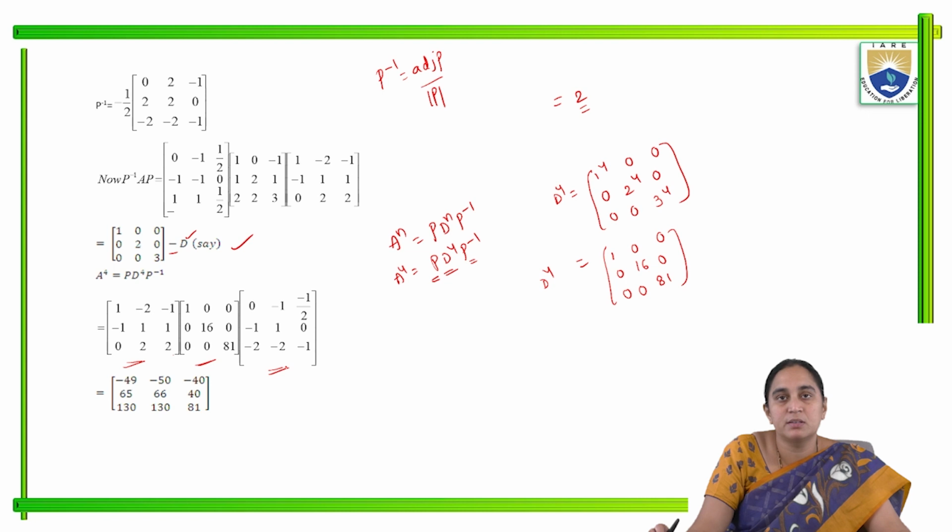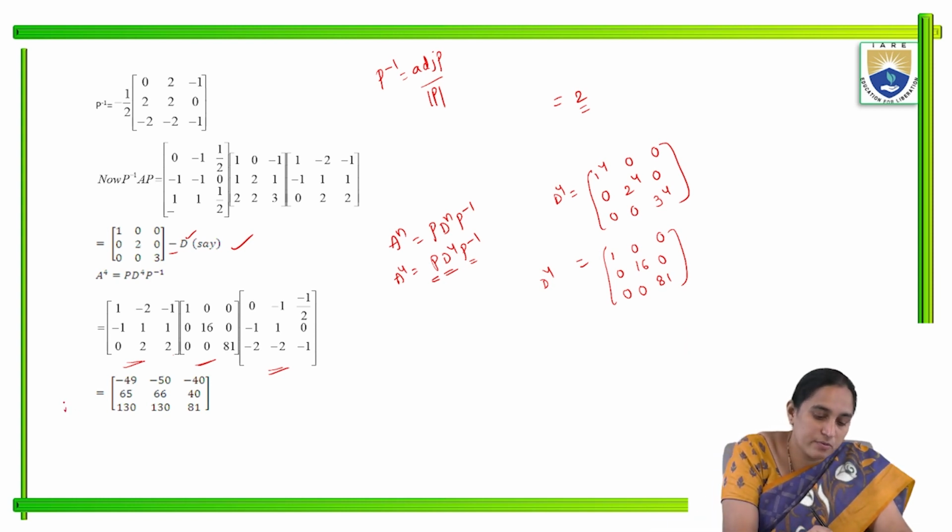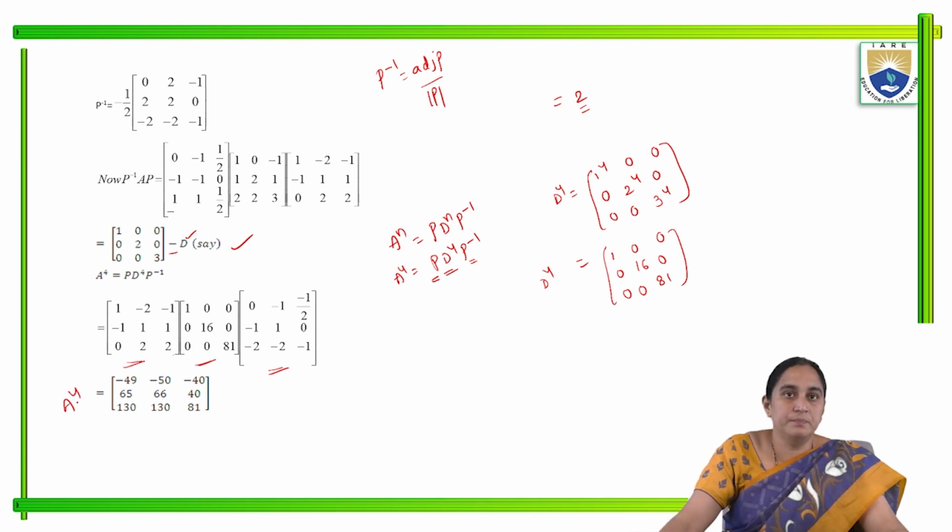This is D power 4, this is P, and this is P inverse. Multiply these three with a scientific calculator or manually. We get the final answer: minus 49, minus 50, minus 40, 65, 66, 40, 130, 130 and 81. This is the answer for A power 4. Therefore from the first question we learned, by reducing the matrix to diagonal matrix D, how we find A power 4. These two cases are over for this question.